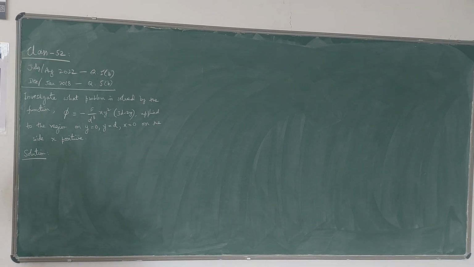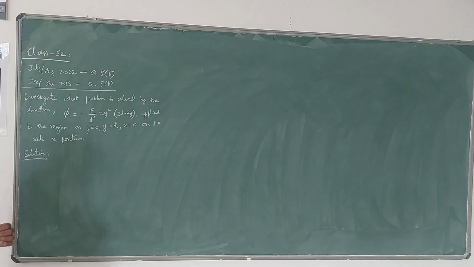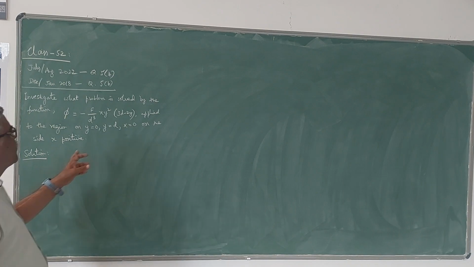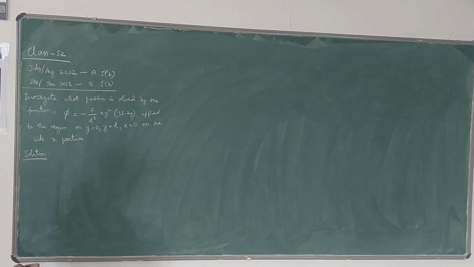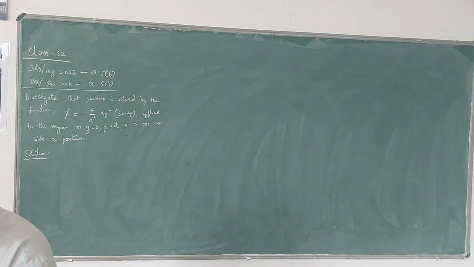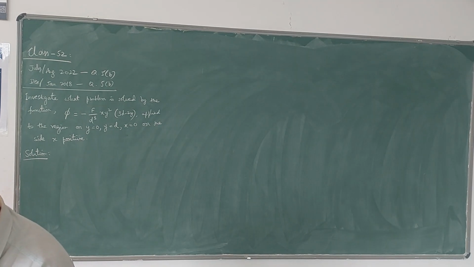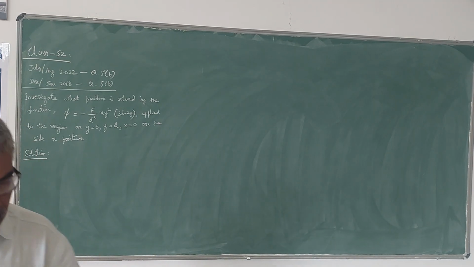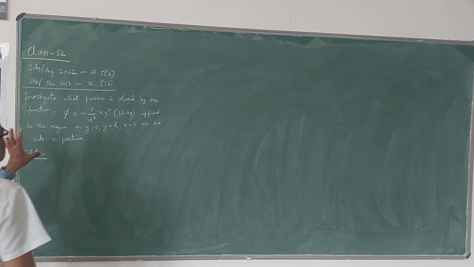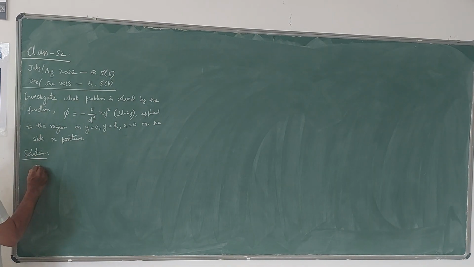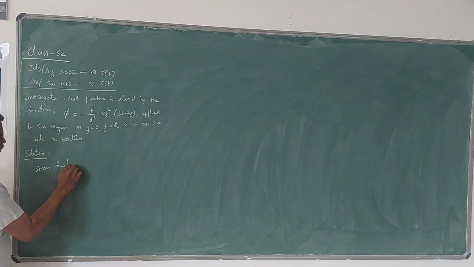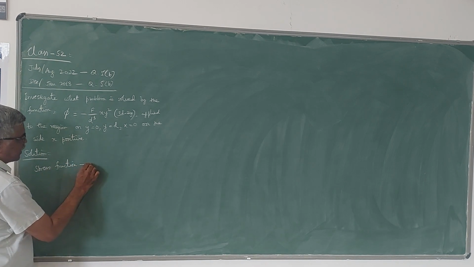Investigate what problem is solved by the function phi is equal to minus F by d cube x y square into 3d minus 2y. Apply to the region on y is equal to 0, y is equal to d, x is equal to 0, on the side x positive. So this is a two-dimensional Cartesian coordinate problem. Normally when such problems are given, they will give the stress function, the phi function, which already satisfies the biharmonic equation.